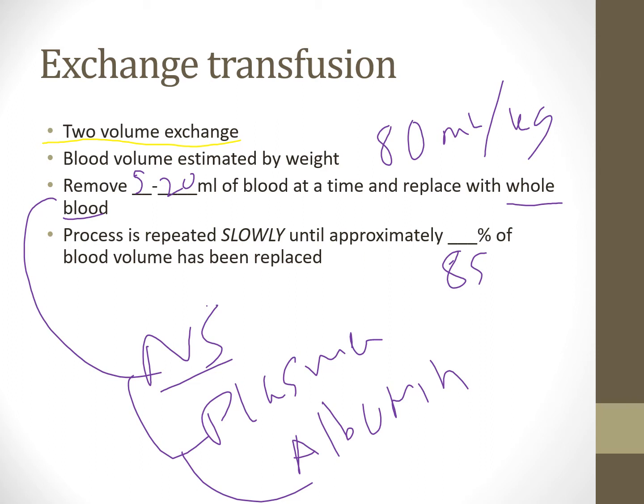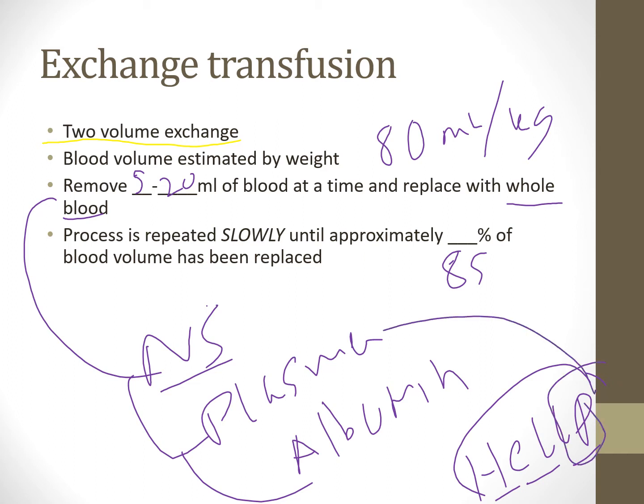If HELLP syndrome, remember LP is low platelets with HELLP syndrome. So hemolysis, elevated liver enzymes, and low platelets, right? You should have that down, right? You should remember what HELLP syndrome is. And then that low platelets, well, what's in plasma? Platelets, right? So we can give just platelets if we wanted to, but plasma also has platelets in it. So maybe plasma is a good option for that kid. So we just have some options here.